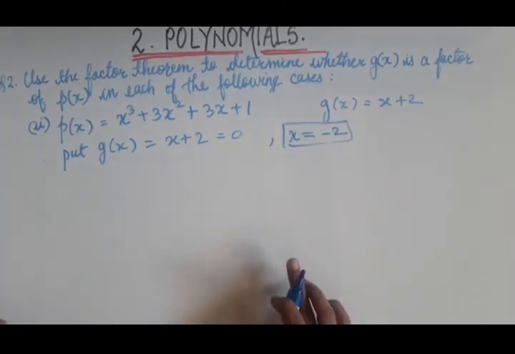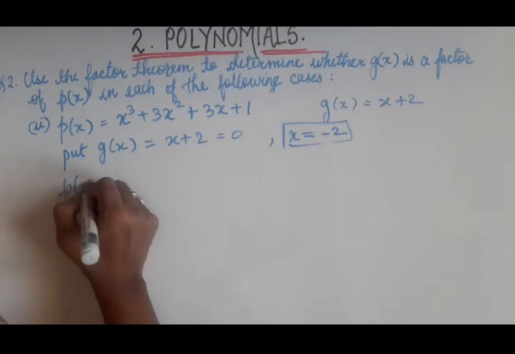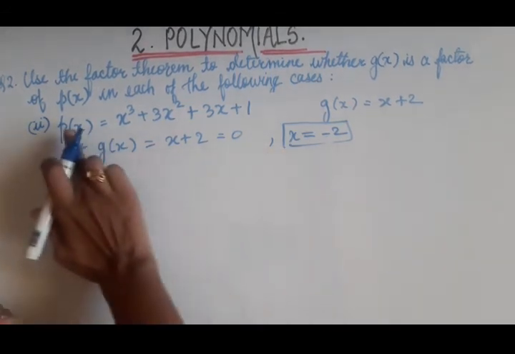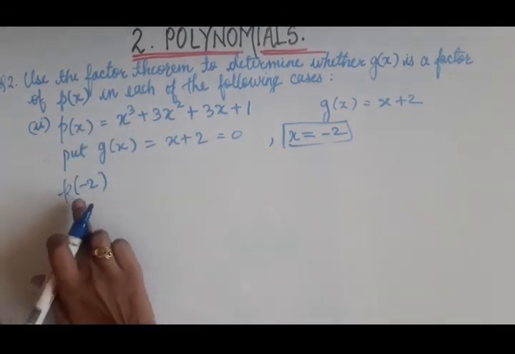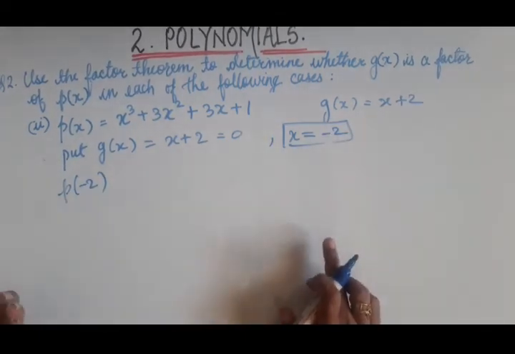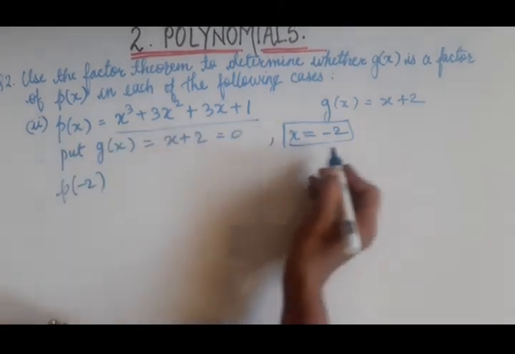Now put that in your p of x. What you will get? P of minus 2. If this p of minus 2 is coming 0, that means g of x will be a factor of p of x. And if p of minus 2 is not coming 0, it will not be a factor. Okay, now replace x with minus 2 everywhere.